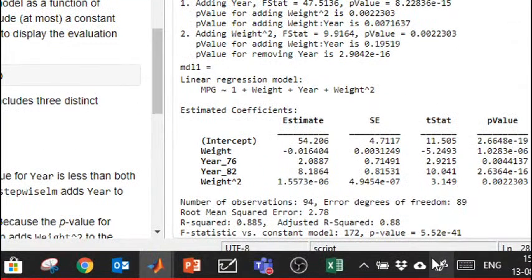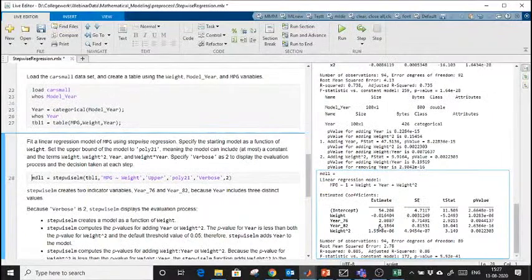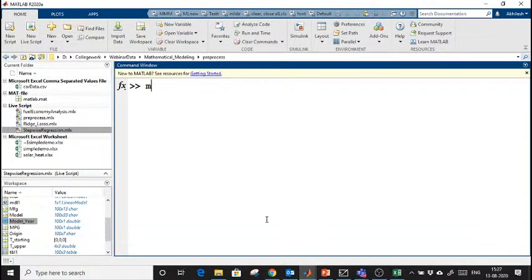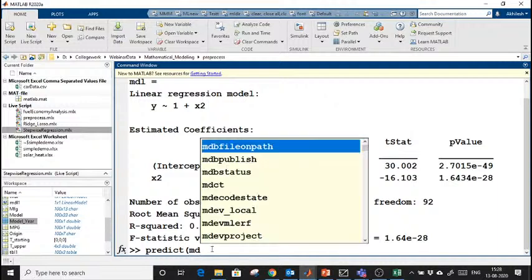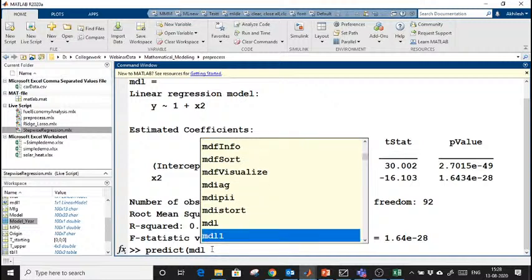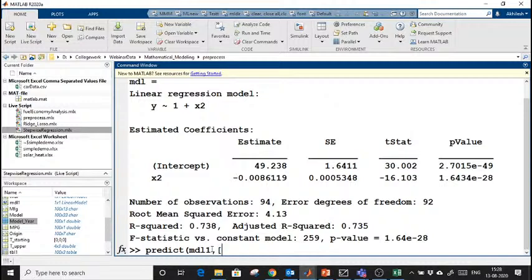Okay, and these are the weight parameters. This is the weight coefficient, this is the year 76 coefficient, and this is the year 82 coefficient, which we have, right? So I have the model here as mdl. Now if you want to predict, what do you have to do? You have to provide predict, then your model name, so it is model 1, and here you have to provide the inputs.